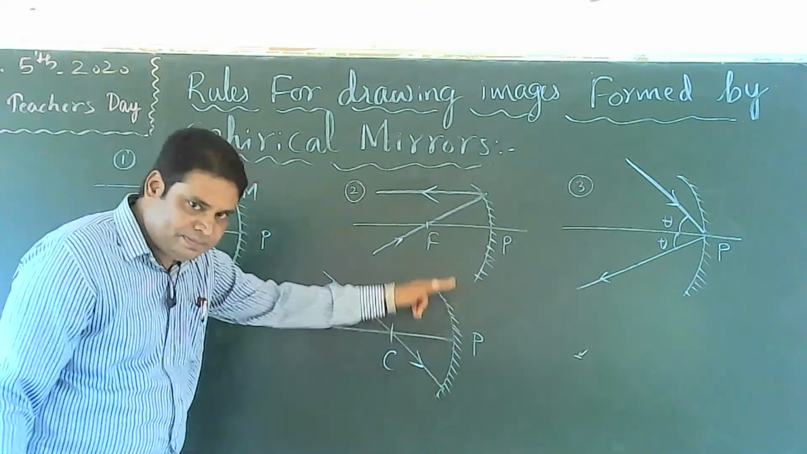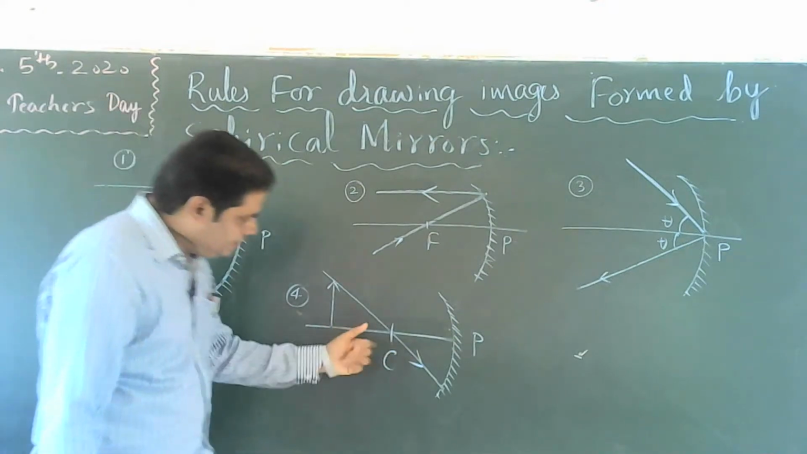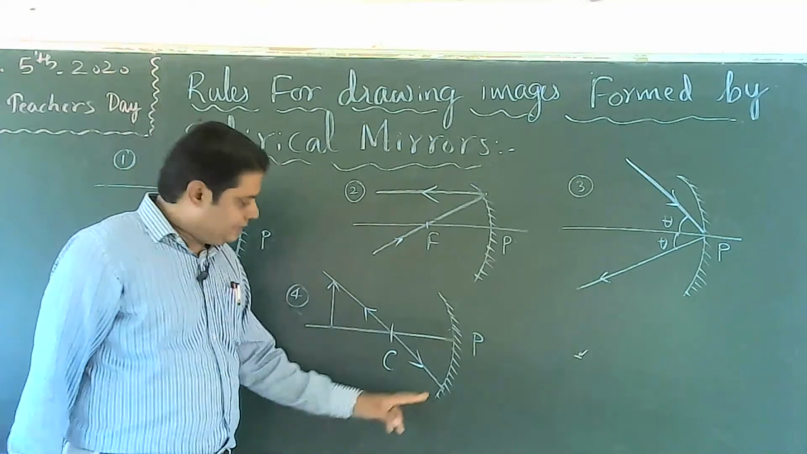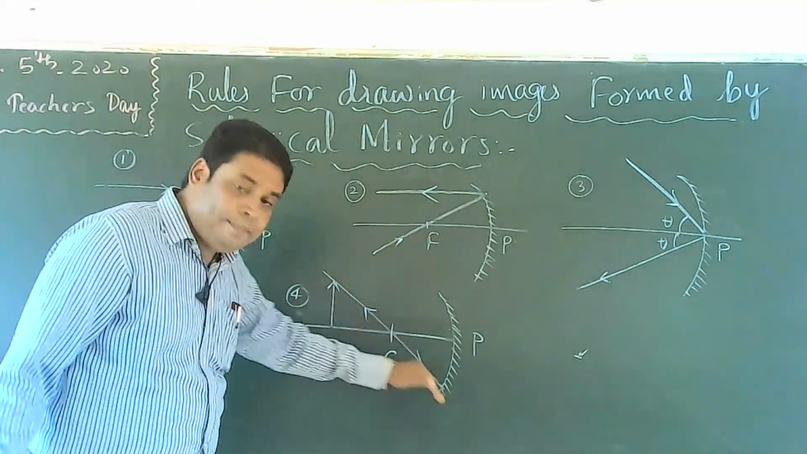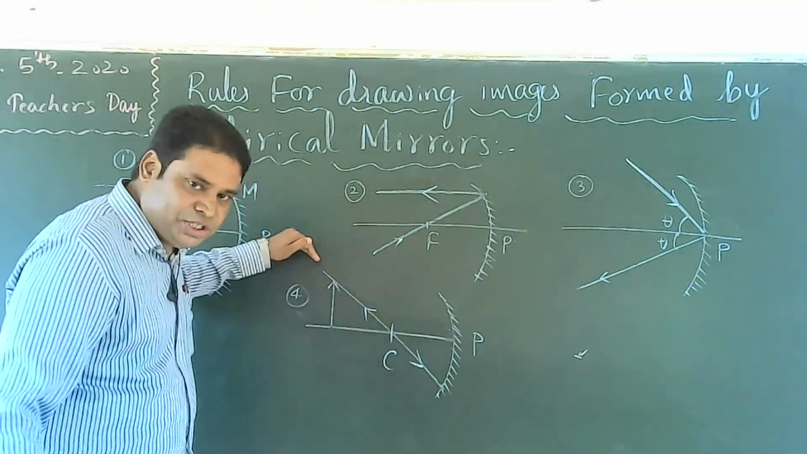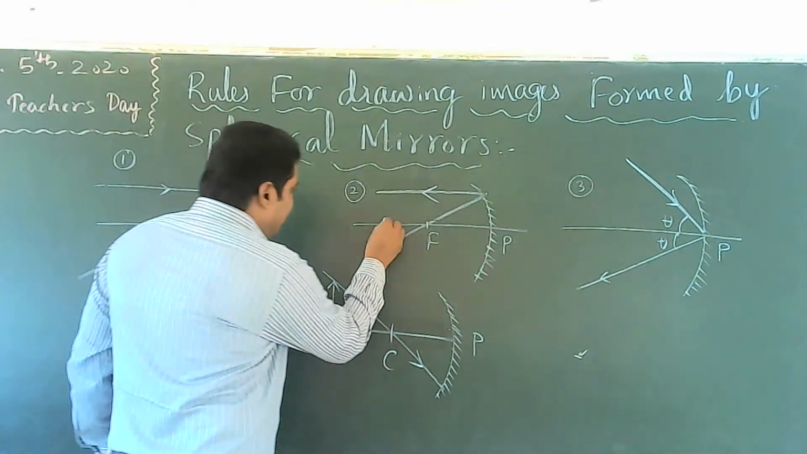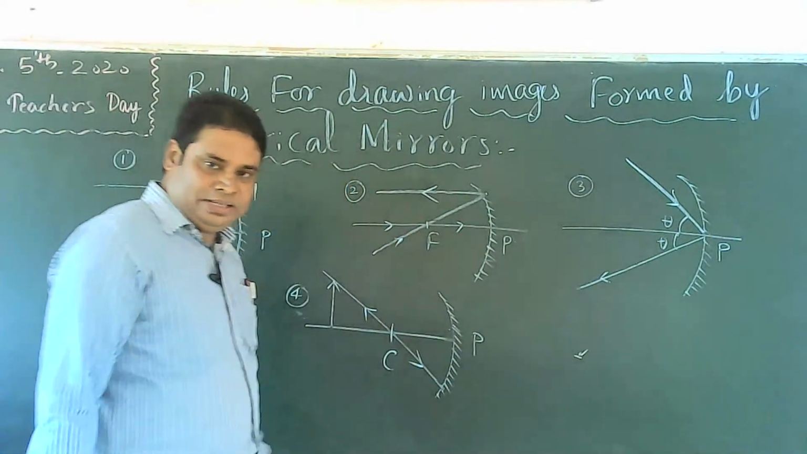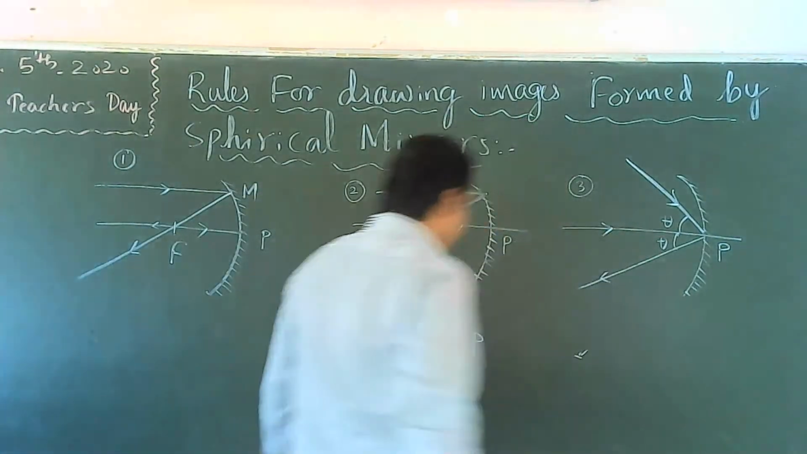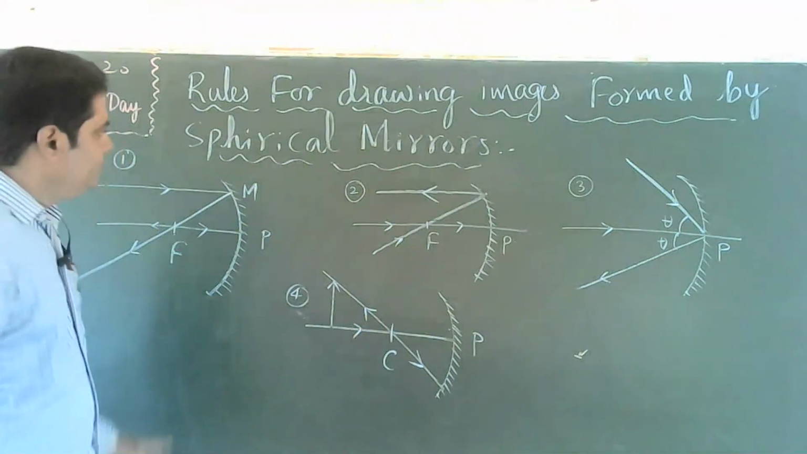We know it's a curved surface. Correct? We draw the normal in the direction of the radius of curvature. This is the normal. Hence, it will retrace its path in the same direction. Reflection. Remember, everywhere you have to consider what? You have to consider a ray along the principal axis also.